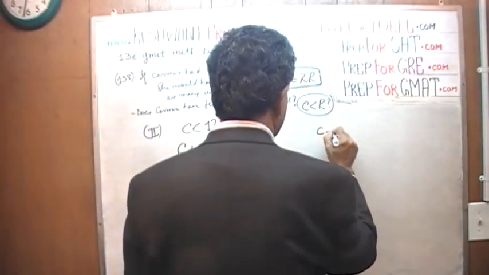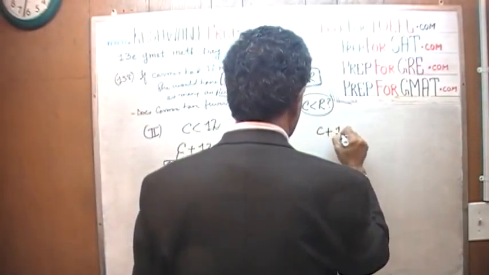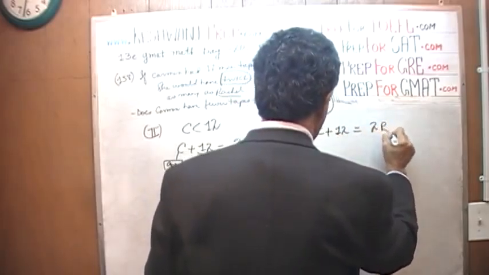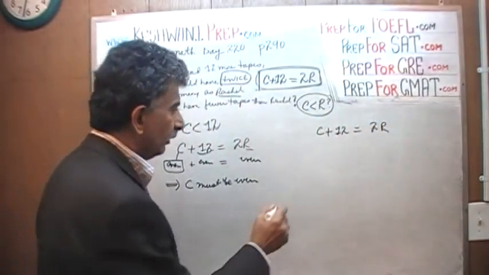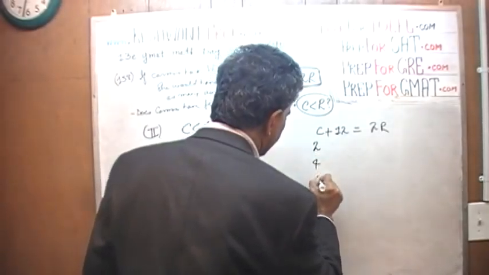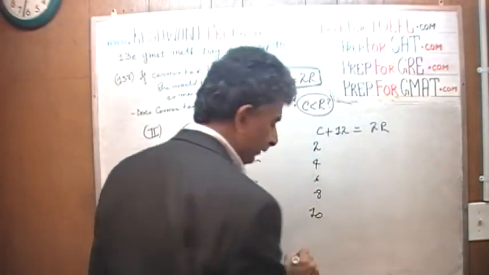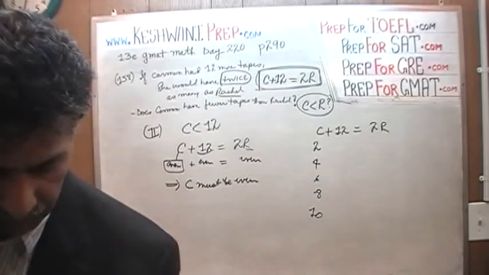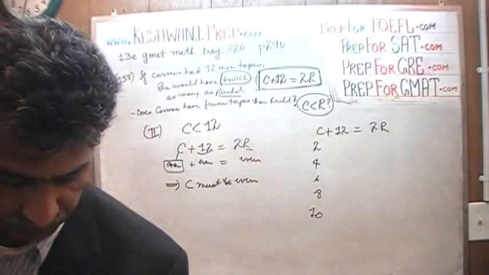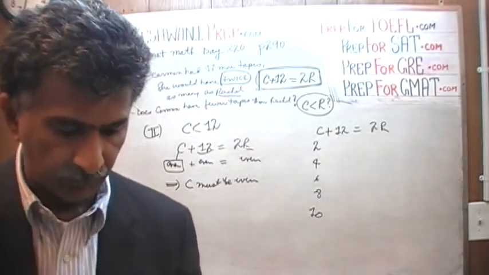Here's our equation: C plus 12 equals 2 times R. And we're just going to plug in numbers: 2, 4, 6, 8, and 10. That's it. There are only 5 possibilities. That's probably the most economical way of taking care of the whole thing.